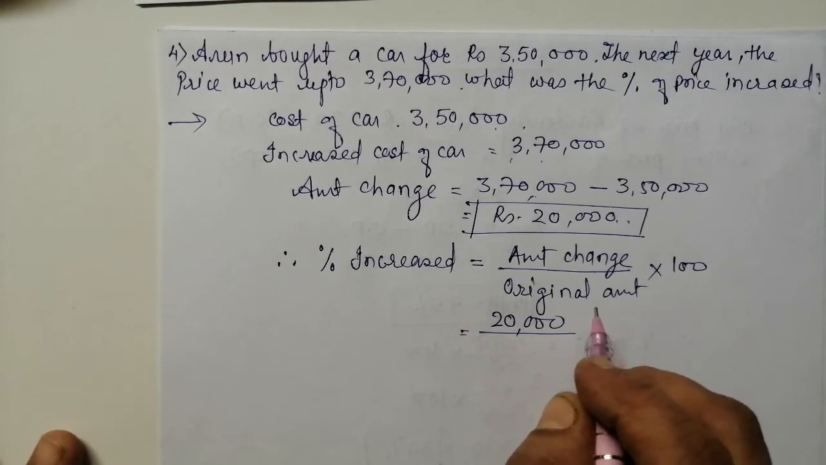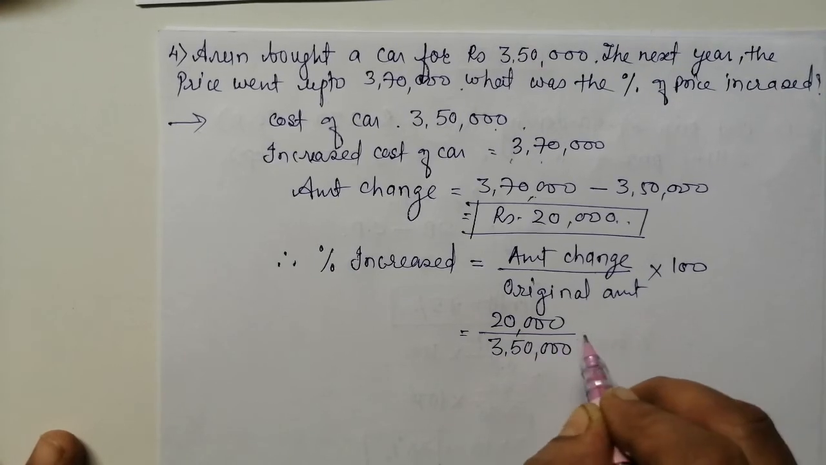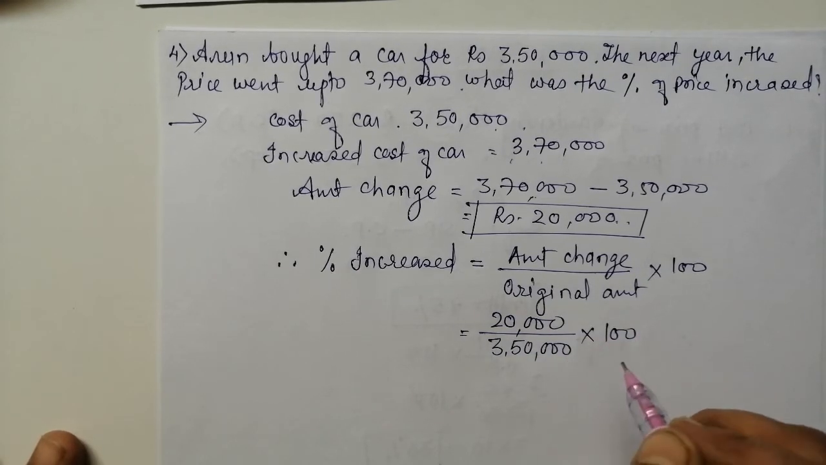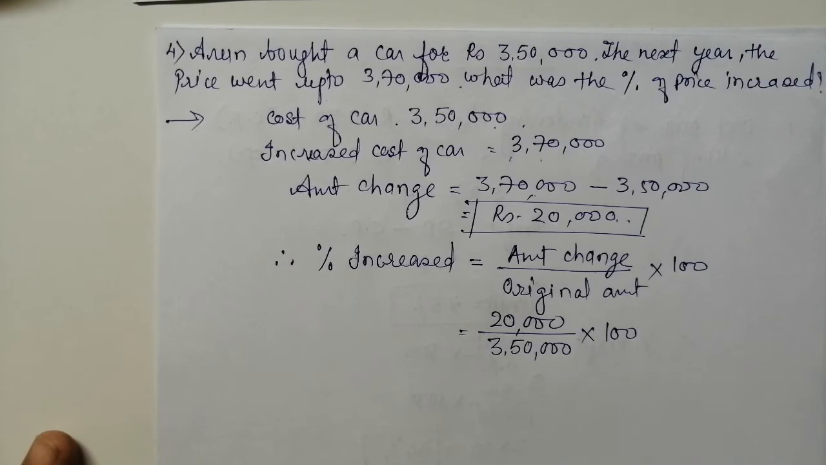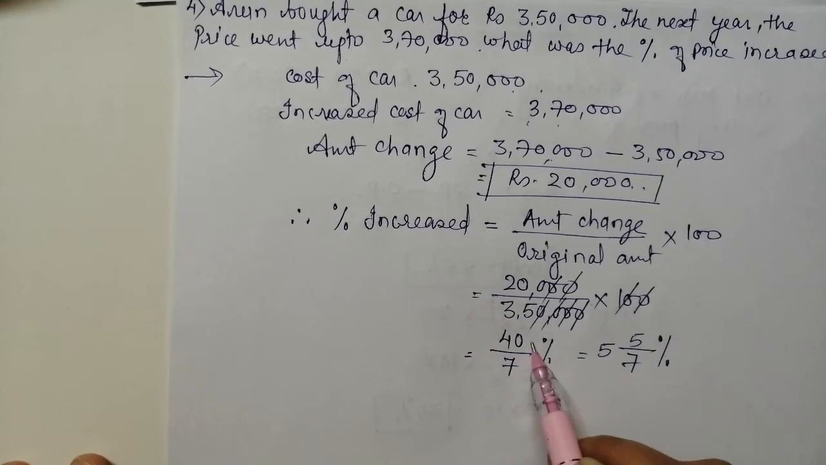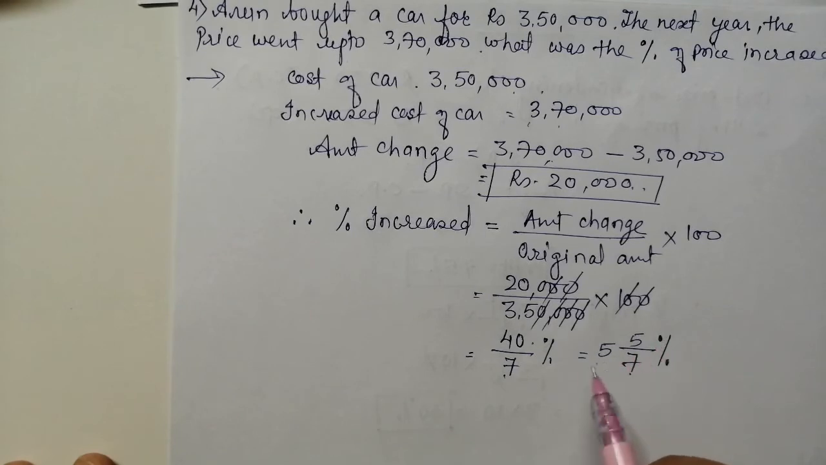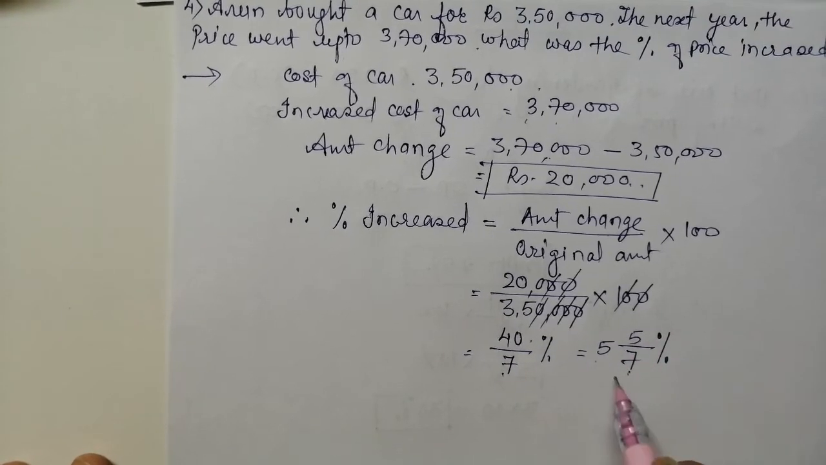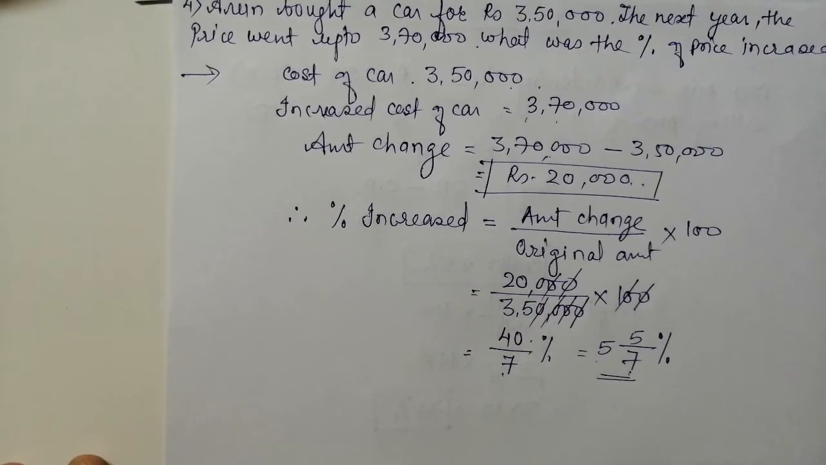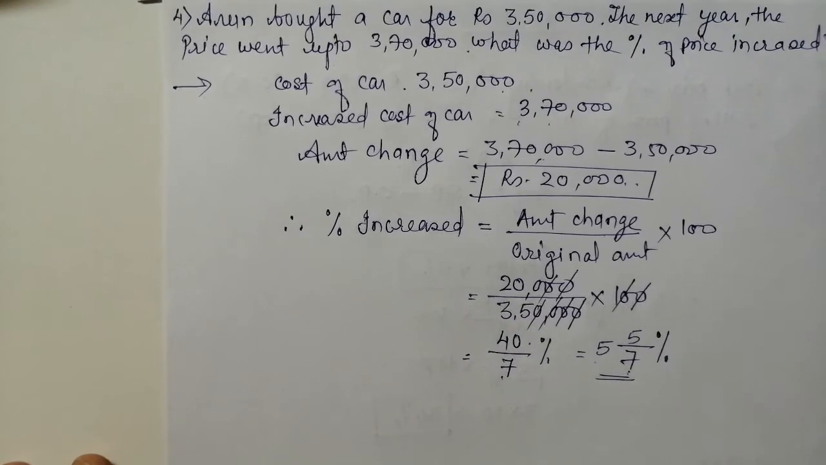Original amount, it is 3,50,000 multiplied by 100. If you solve this, you will get 40 by 7%, or you can convert it as 5 by 7%. This will be the increased cost of the car in percentage.